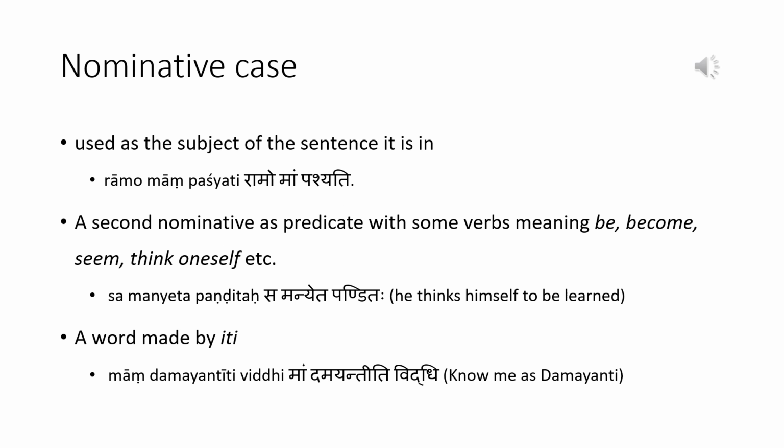Let us start looking at the cases now. The nominative case, like in other languages, is used as the subject of the sentence it is in. A second nominative is used instead of an accusative as predicate with some verbs meaning be, become, seem, think oneself, etc. A word marked by iti, which is logically predicate to an object, is normally in the nominative.